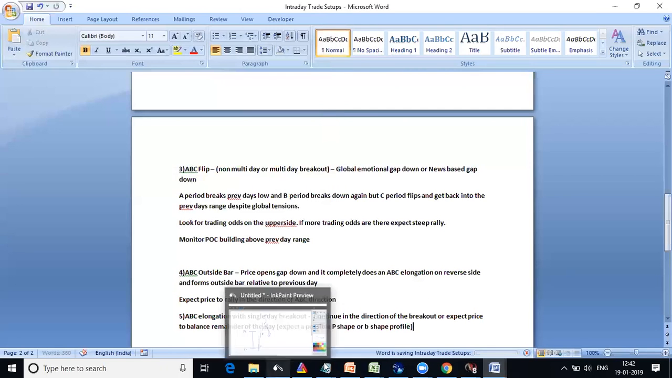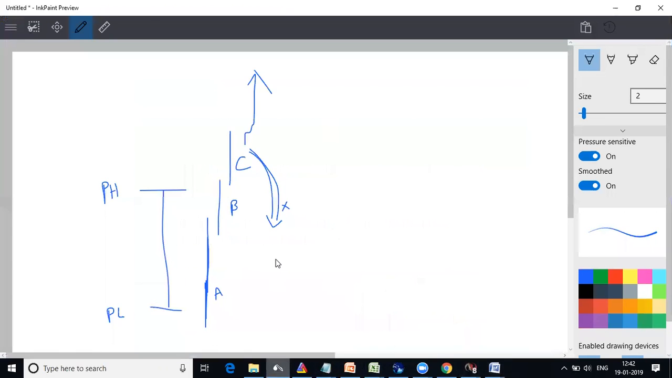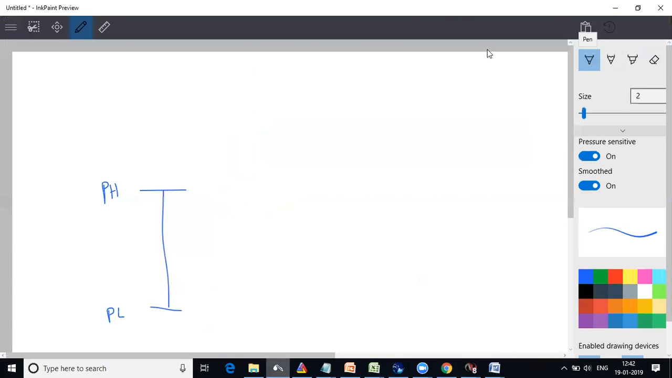So it will be like this. When you are looking from the pattern perspective, it will be mostly coming like this. We have a previous day high and previous day low. Clear everything. Either the A period broke the previous day high with a steep drive. The drive was steep, right?